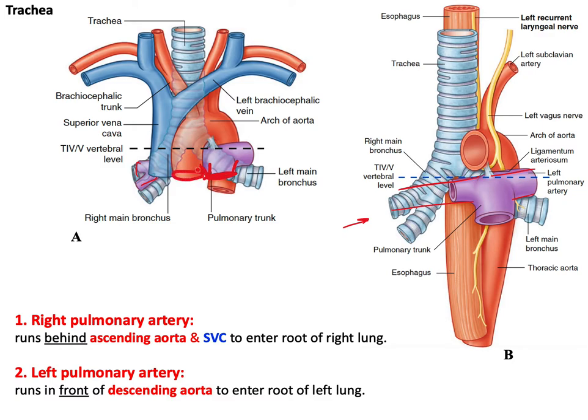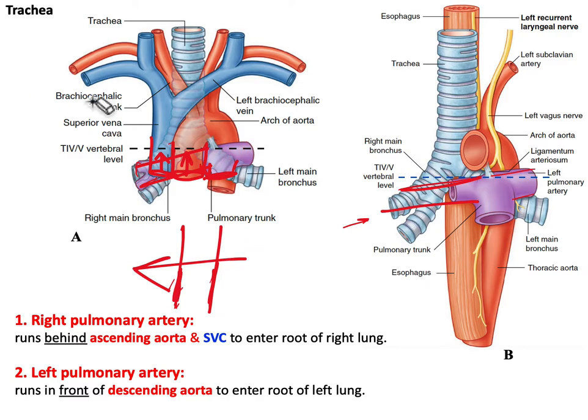This is the ascending aorta, and this is the superior vena cava, right? So, behind the ascending aorta and behind the superior vena cava, you have the left pulmonary artery. I always remember it like this: left pulmonary artery, then 1, 2, which are the ascending aorta and superior vena cava.